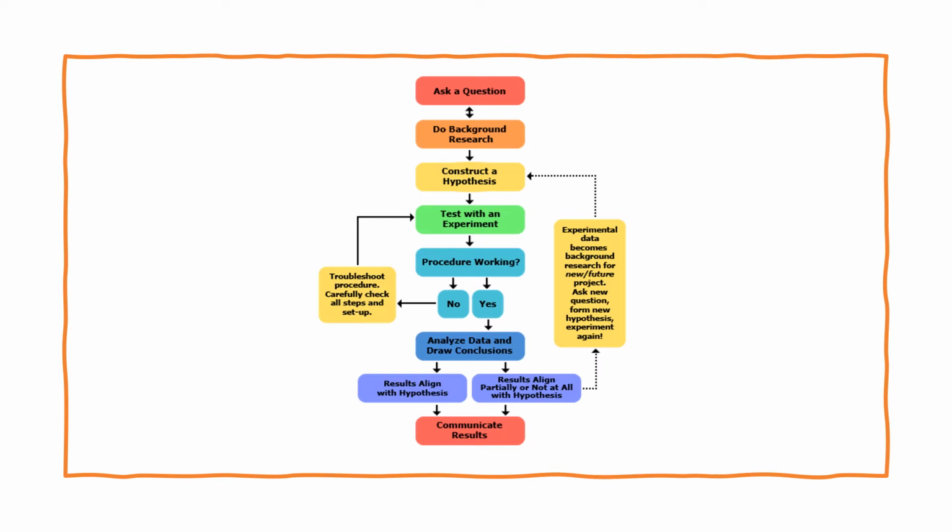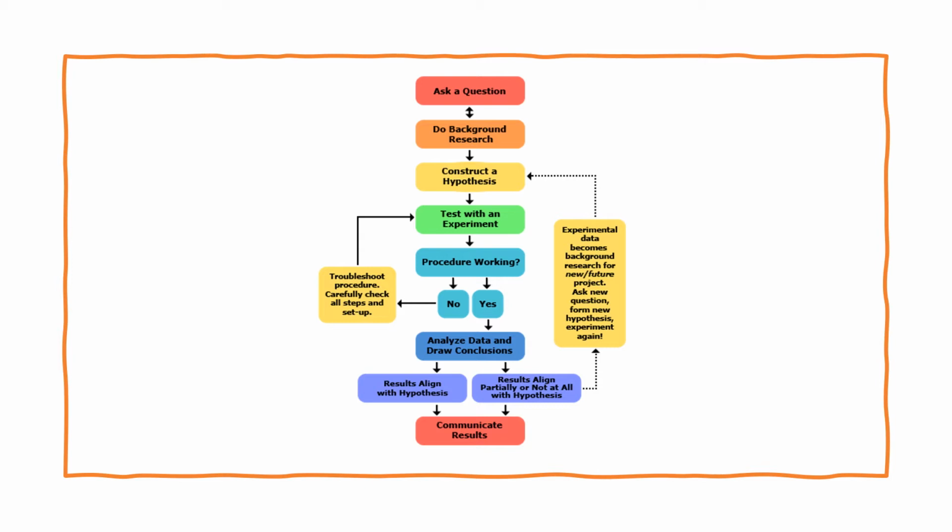Now, once you have troubleshot your procedure and you see that the procedure is working, then again, you collect and analyze the data and then you draw your conclusions. Now, if your results align with the hypothesis, then you have to communicate your results. But if the results align partially or not at all with the hypothesis, then your experimental data becomes background research for a new or future project.